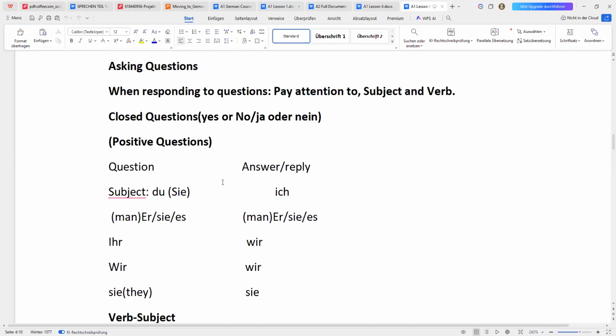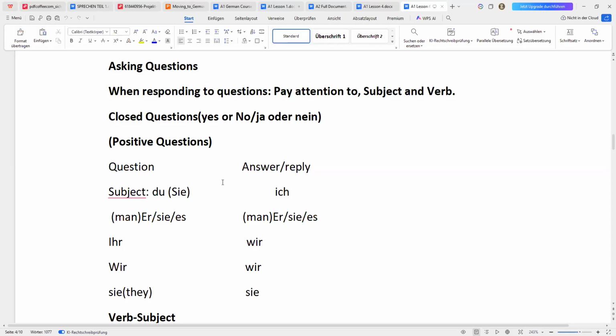Now, asking of questions. You already know how to construct a sentence. In German, when you want to respond to a question, pay attention to the subject and the verb. For the Schreiben, I will talk about it maybe in the last minutes. What will help you improve Schreiben is also what I'm handling here. So when responding to a question, pay attention to the subject and verb.